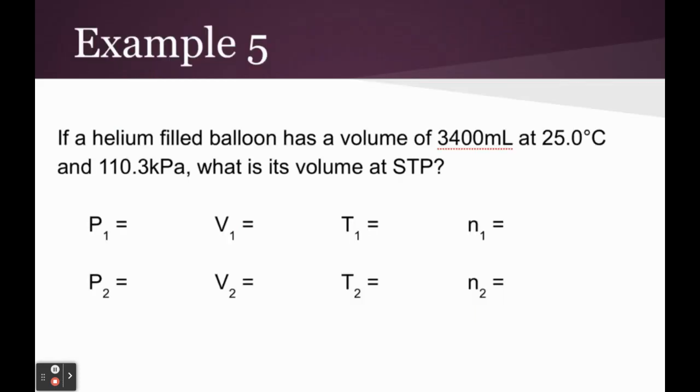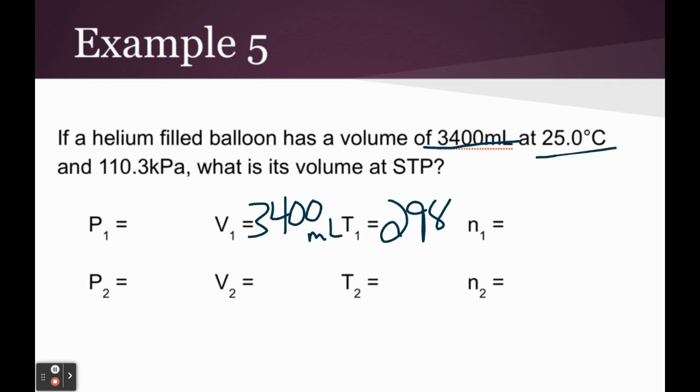Example problem number 5 says if a helium balloon has a volume of 3,400 milliliters at 25 degrees Celsius and 110.3 kPa, what is the volume of that balloon at STP? So 3,400 milliliters is our V1. 25 degrees Celsius is T1, but remember we want that in Kelvin, so that's 298 Kelvin. And P1 is 110.3 kPa. Now it may look like there's only 3 variables in this problem.